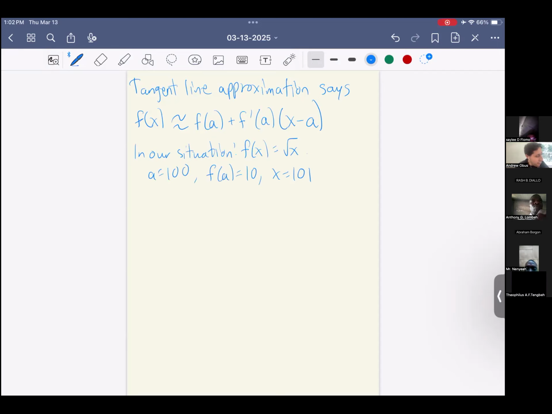And then what is f prime? Well, f prime of x is d dx of x to the 1/2. And we know by the power rule, this is 1/2 times x to the minus 1/2. Or another way of writing this is 1/2 times 1 over x to the 1/2, or 1 over square root of x, or another way of writing that is 1 over 2 times the square root of x.